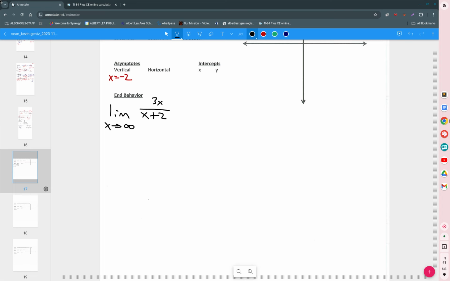Do you remember how we did this work the other day? Let's see if you remember. If the bottom term was of larger degree, then what was the answer? 0. If the top term was of larger degree, then what was the answer? Positive or negative infinity. If they were the same degree, then it is just 3x divided by x, right? Which is 3. We'll show you how we actually generated this.